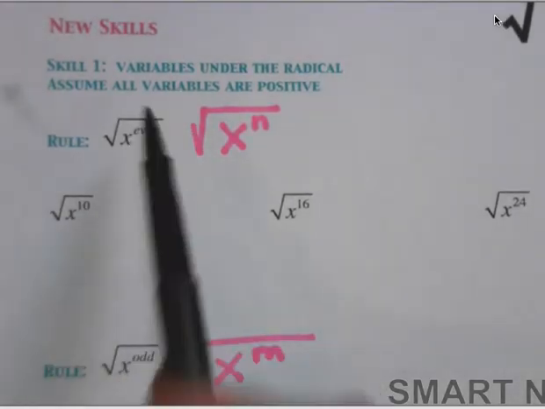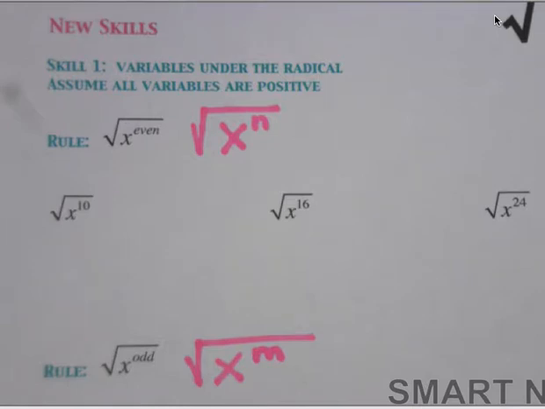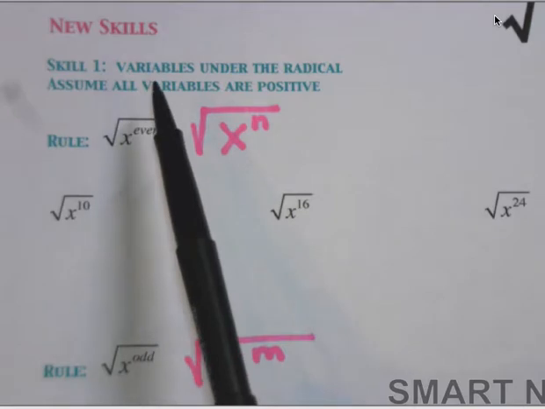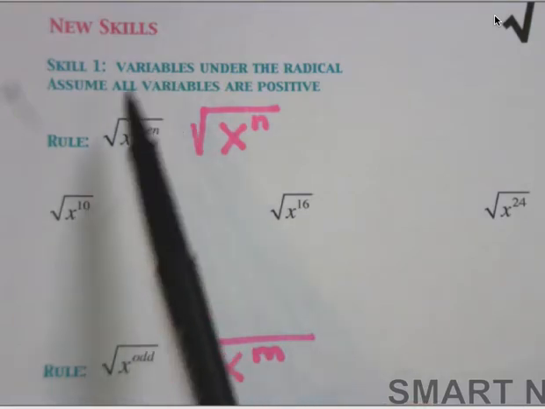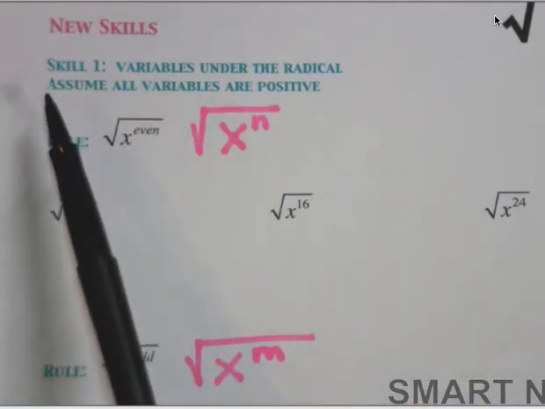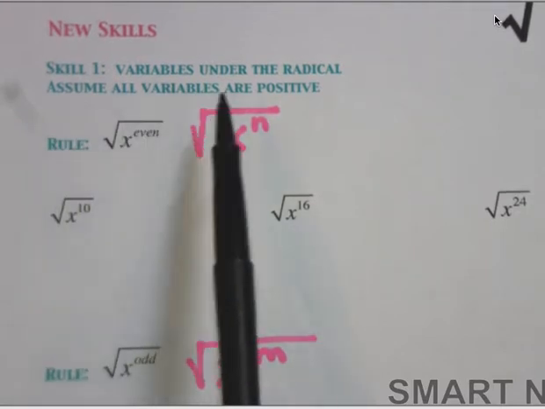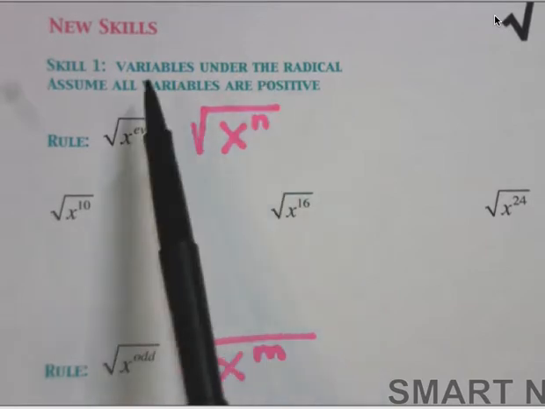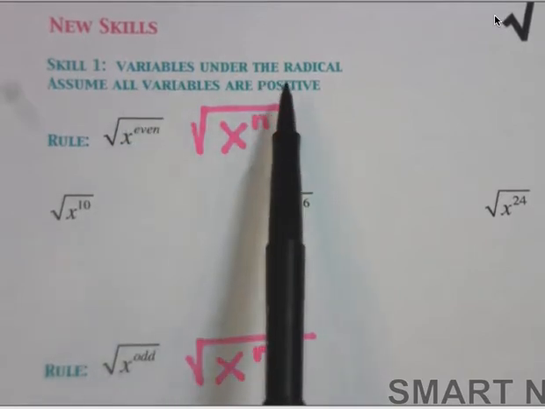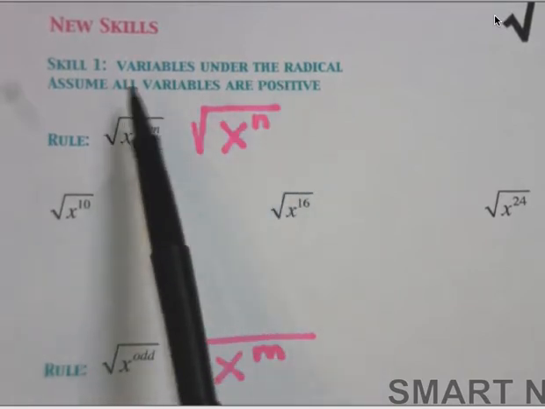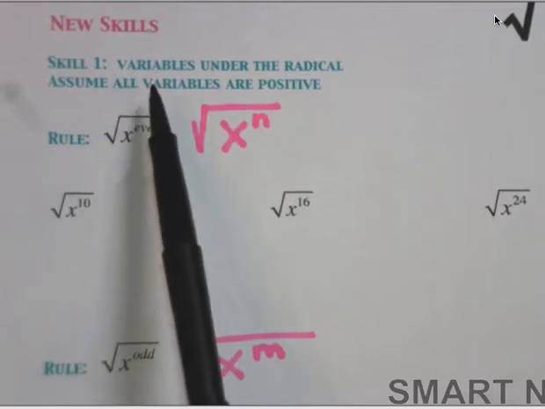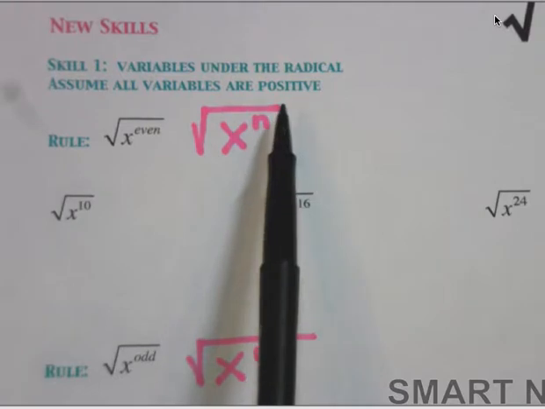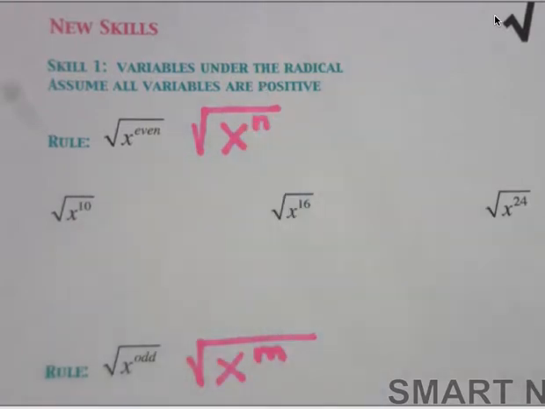The first skill in our revisit unit with radicals is the skill of simplifying when you have variables underneath the radical. And we are going to make the assumption that all of the variables are positive. In subsequent courses, you will learn how to handle this when all of the variables are not positive. But for our purposes, for the remainder of this school year, we're going to assume that any variable that we encounter underneath the radical is positive, it's representing a positive number. So let's go back.